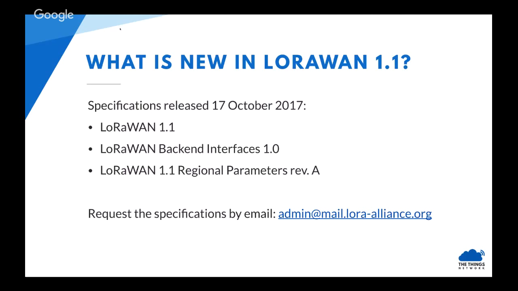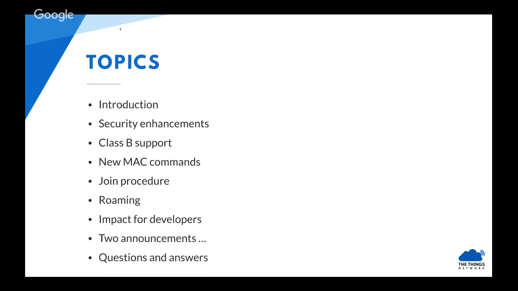So let's go to the first changes, and actually the most important changes are regarding security. We will also discuss Class B support. There are some new MAC commands. The join procedure is a bit more enhanced. There's support for roaming. And finally, I will talk about the impact for developers.